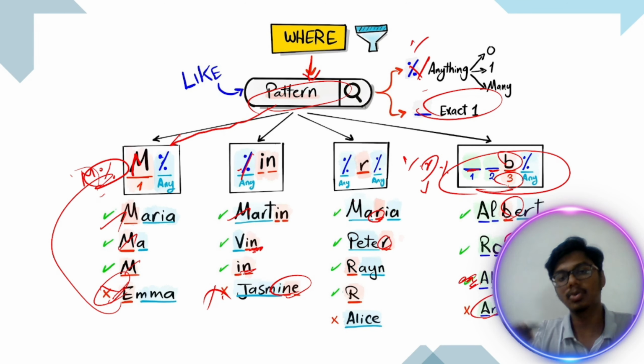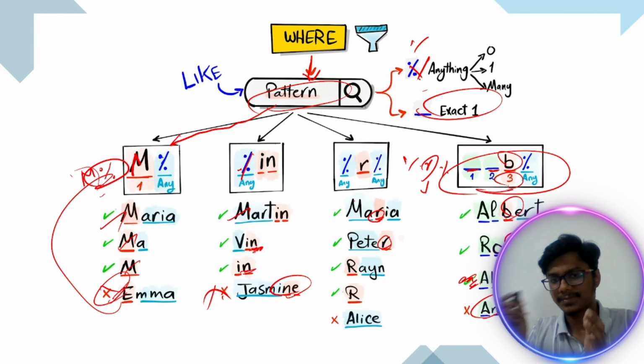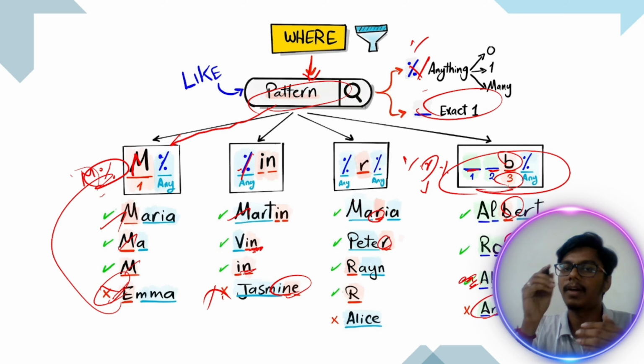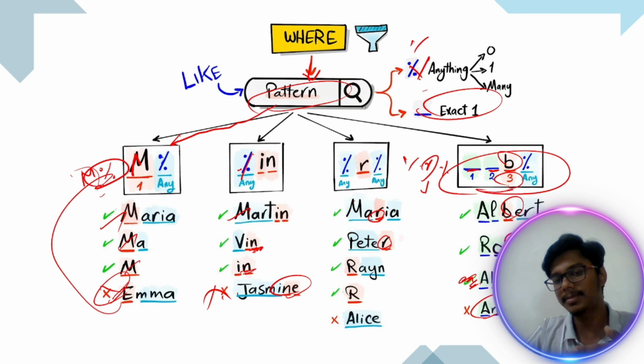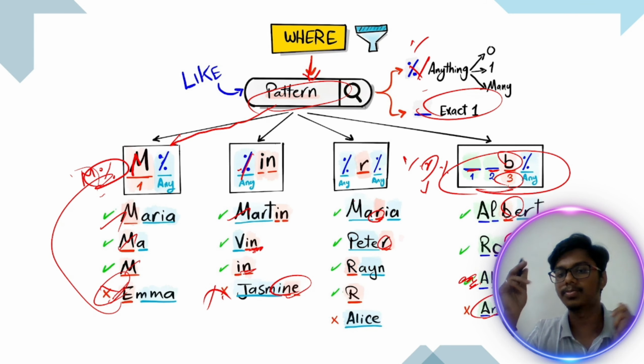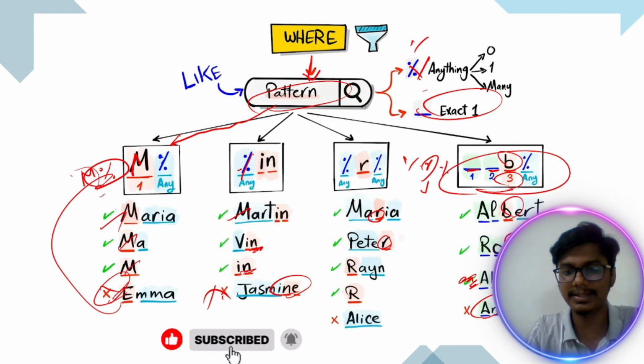If you know the last two letters but don't know the letters at the beginning, you can put the percentage symbol first. And if I know any of those letters, say I know R is present in the words, you put percentage on both sides. And if you know exactly that the third letter is B, you can put underscore underscore B percentage. These are the things I covered.